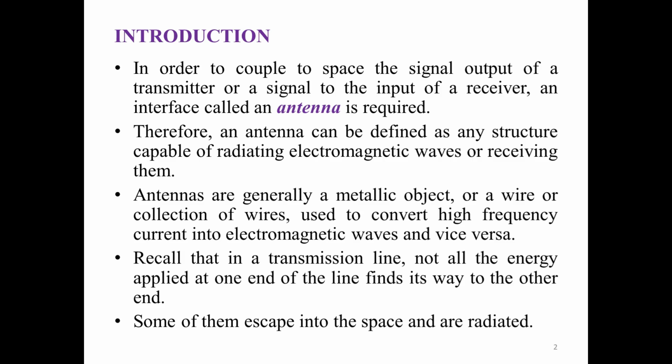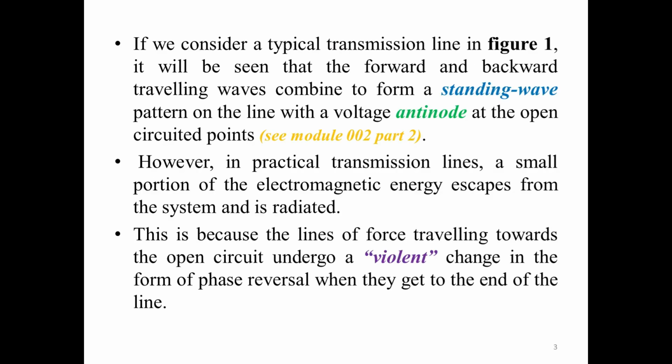waves and vice versa. Recall that in a transmission line, not all the energy applied at one end of the line finds its way to the other end. Some of them escape into space and are radiated. If we consider a typical transmission line in Fig. 1, it will be seen that the forward and backward traveling waves combine to form a standing wave on the line with a voltage antinode at the open circuited point, discussed in Module 002 Part 2.